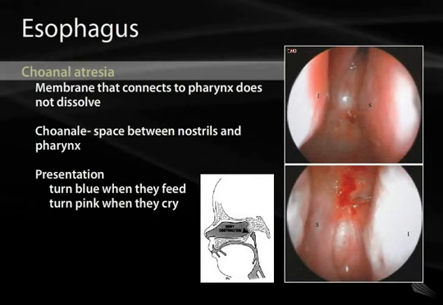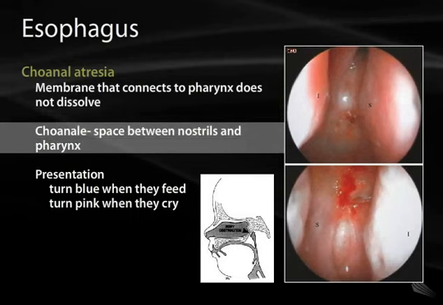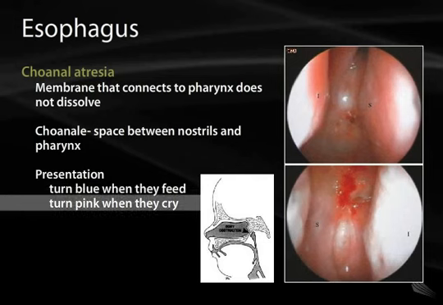Choanal atresia occurs when a membrane that connects to the pharynx does not dissolve. The choana represents the space between the nostrils and the pharynx. When this space is not present, when children feed, they turn blue as they're not getting any oxygen, and turn pink when they cry, as this is a way of increasing the amount of oxygen that they're taking in.